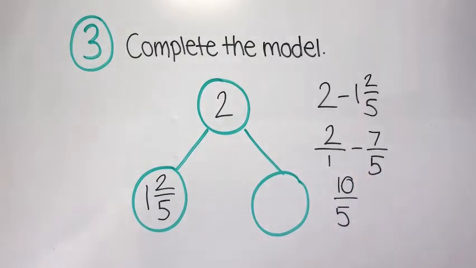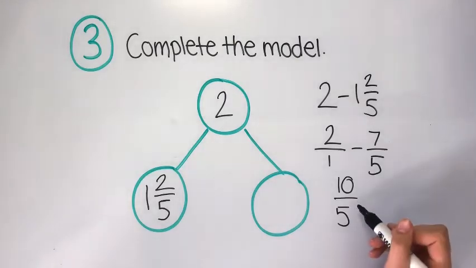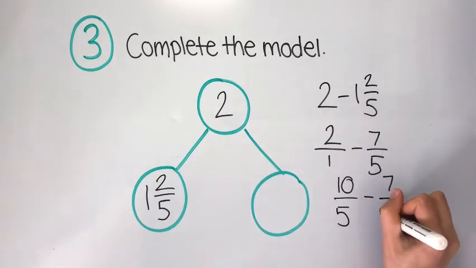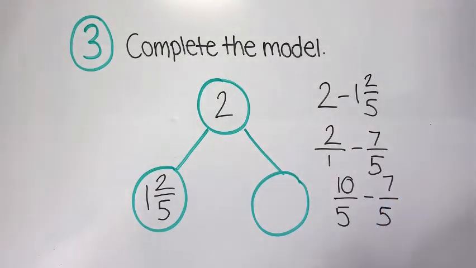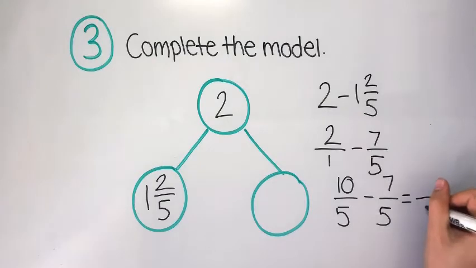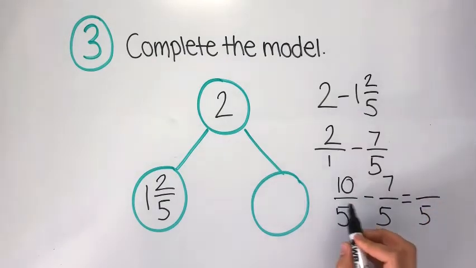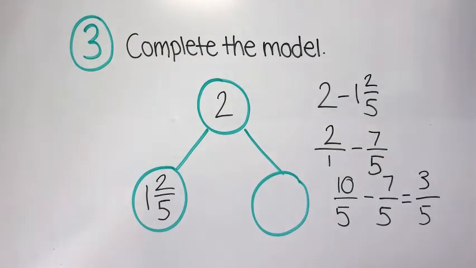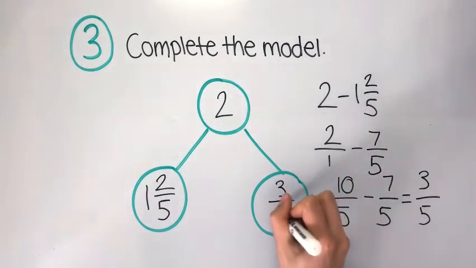We've now got an improper fraction. 10 over 5 minus 7 over 5. We keep the bottom number the same. 10 minus 7 gives us 3. So our answer is 3/5.